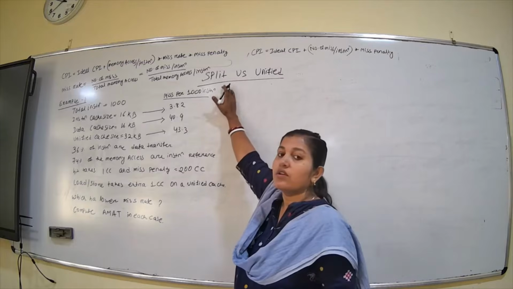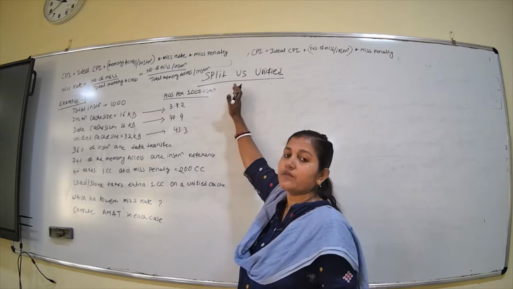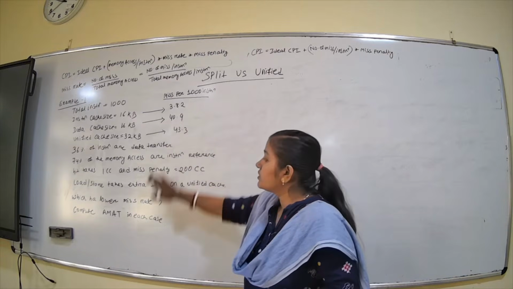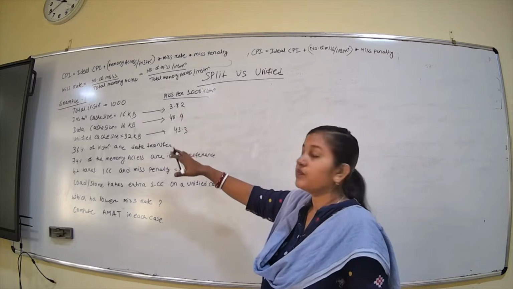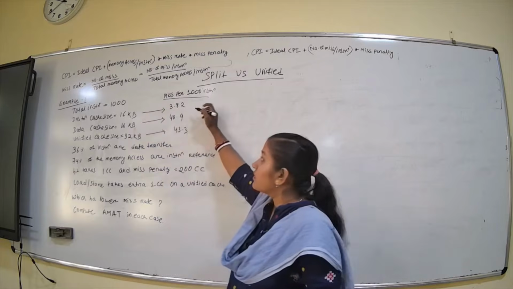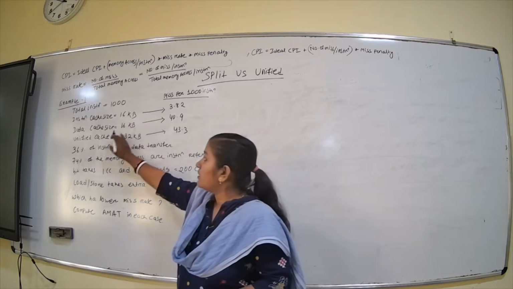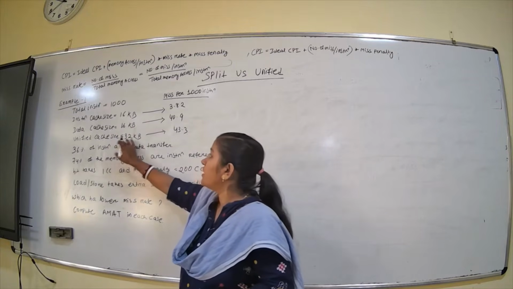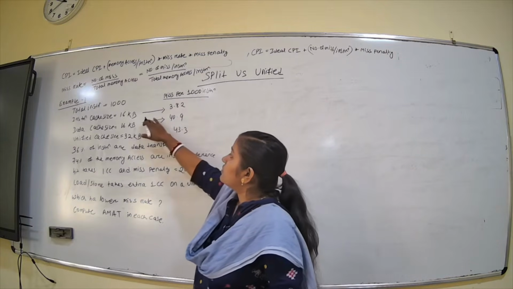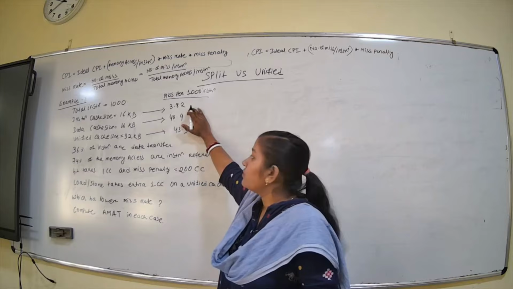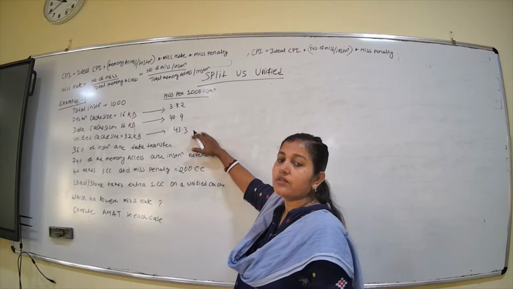In split cache there are two types, I cache and D cache. I cache for the instruction, D cache for the data. Now let's see some examples based on this. So the first one is this one, where total instruction is 1000 and miss for 1000 instruction. Instruction cache is 16 KB, data cache is 16 KB, unified cache is 32 KB. In the instruction case you are getting 3.82, for the data case 40.9, for the unified case 43.3.